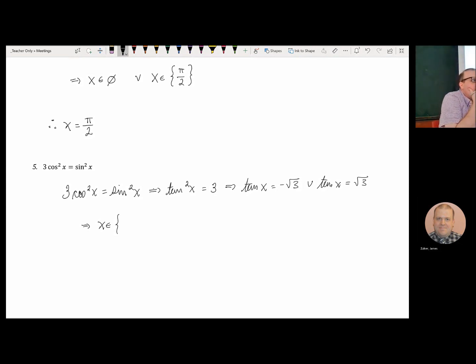Wait, I'm sorry, which one are you asking about? Negative root 3. Oh, negative. 2 pi over 3. The pi over 3 is going to be for the positive one. 5 pi over 3, right? You add pi to it. Go halfway around the circle.